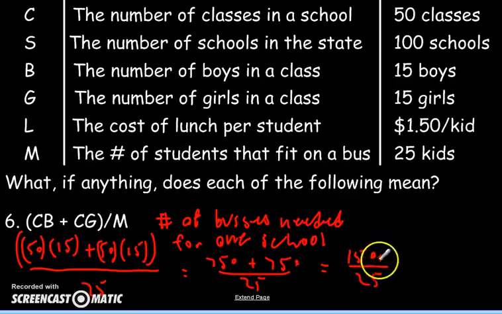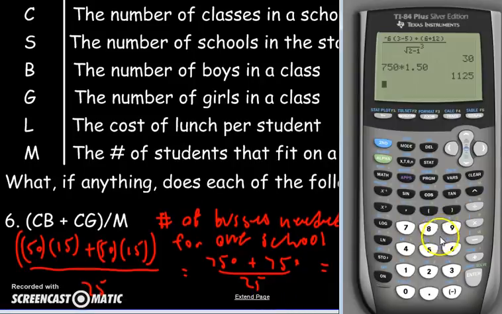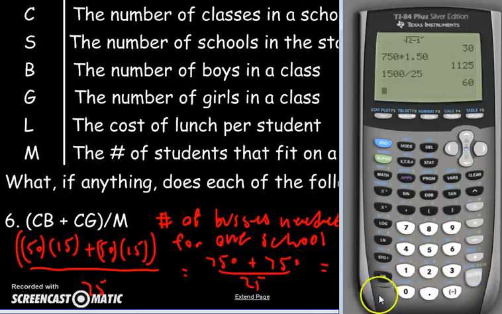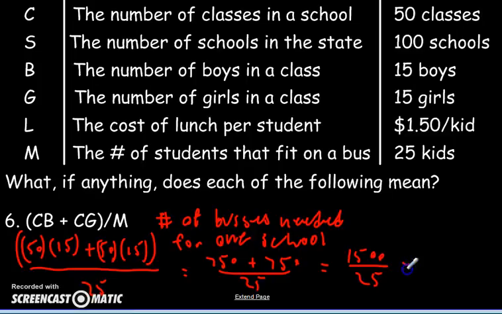Now we can divide. 1500 goes in here how many times? I'm not very good with my basic calculation skills. I need to work on that. 1500 divided by 25 is 60. So in order to get every student home on the bus, we need to use 60 buses.